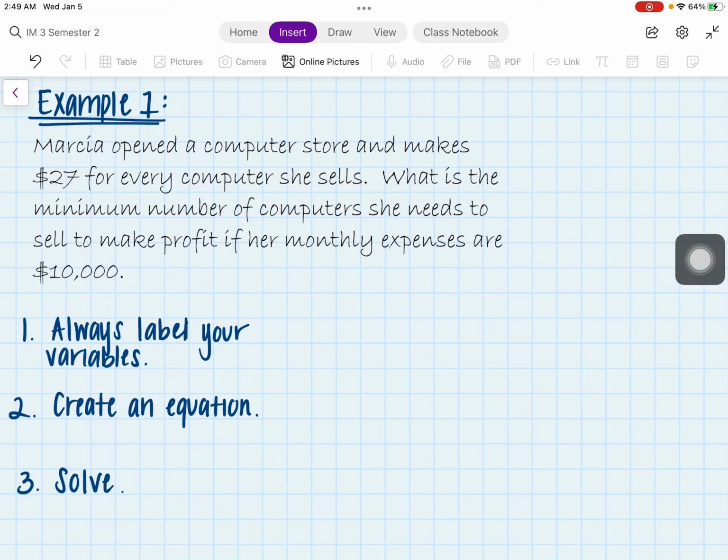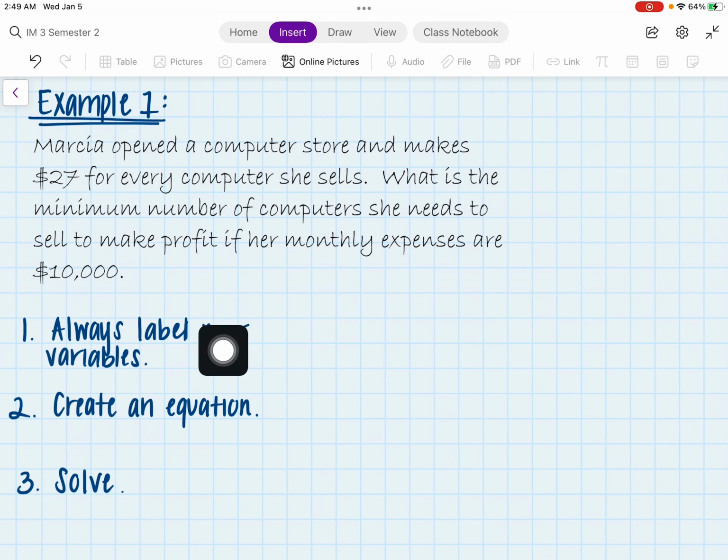Wanting to start a business, there's always a lot of investment you have to do, payments you have to do at the end of the month. It's not all just about selling. It's also selling to make ends meet. In this case, we have Marcia. She's opening a computer store. She gets $27 for every computer she sells, and she does have monthly expenses that accumulate to $10,000.